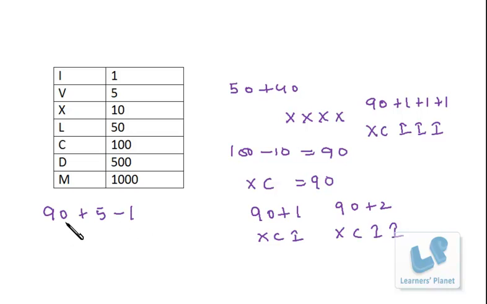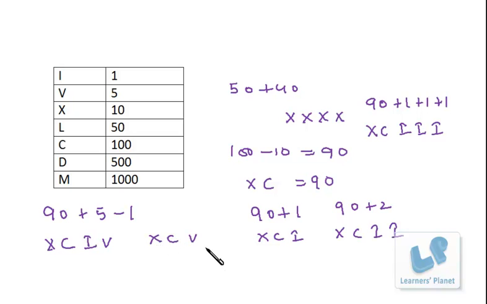Okay. Further, if I have to write 94, so it's 90 plus 5 minus 1. Now how do I write 90? It is XC. Now how do I write 5 minus 1? If I write I before V, it will give the difference of 5 and 1, that is 4. So it's IV. Okay. I'm sure you are getting it. Similarly, 95, what 95 is? It's XC, that is 90, and V, that is 5. So it's XCV.